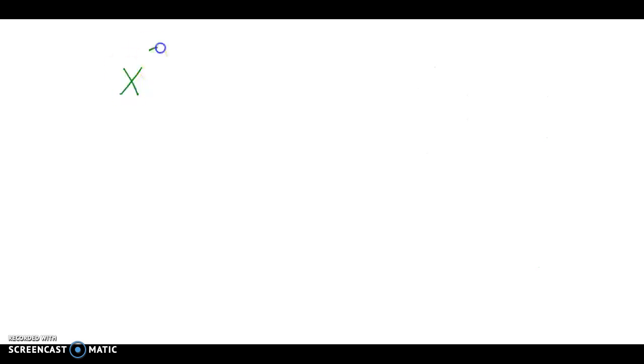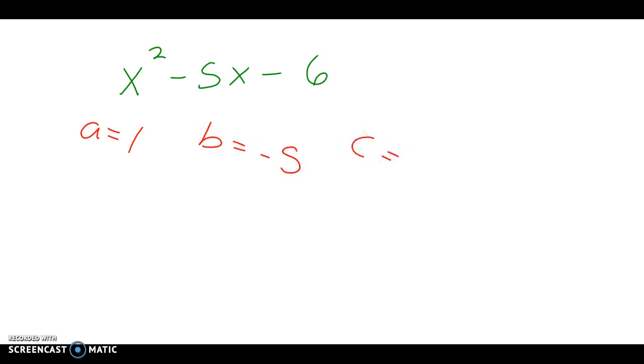Let's say I have x squared minus 5x minus 6. First of all, actually stop what you're doing. This is really important that you understand this. So what is A right now? 1. What is B? -5. What is C? -6. So what times what is -6? Those same two numbers add up to -5.